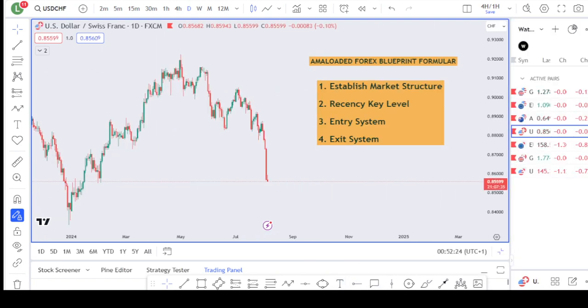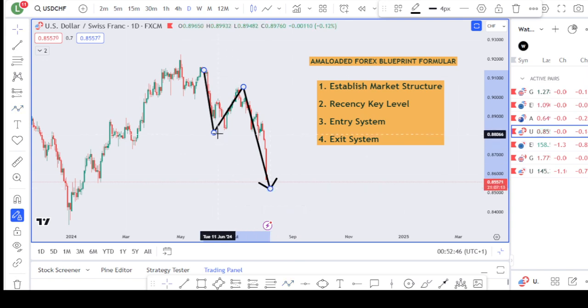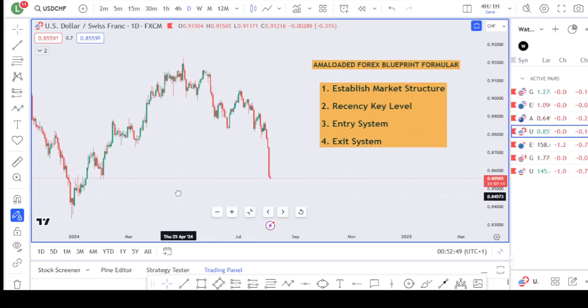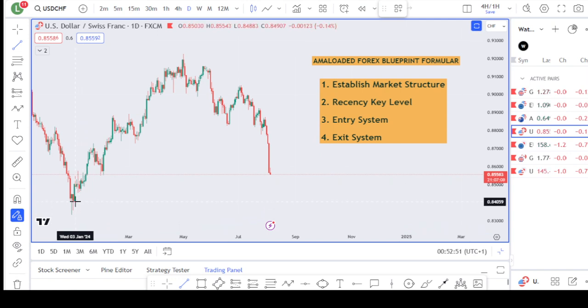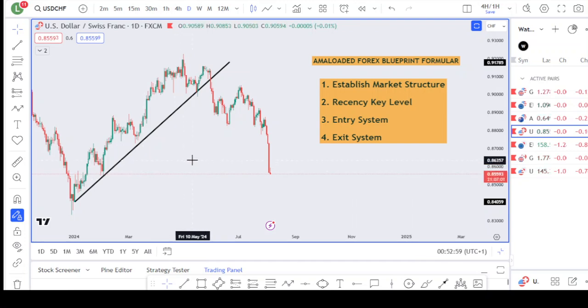The next market pair on my watch list is USD Swiss franc, USDCHF. Looking at the price action condition on the daily time frame here, you agree with me that this market is bearish, whereby we have a bearish pattern condition here, lower low, lower high, then we have a lower low around this zone here. And another confirmation is that the uptrend line here has been taken out, right? That's another strong confirmation that this market is bearish, right?